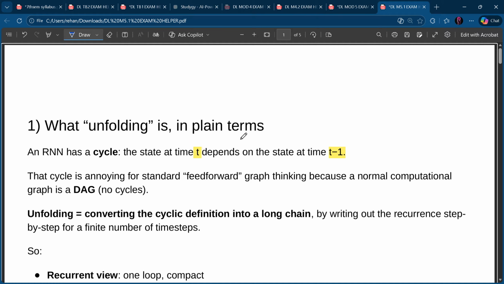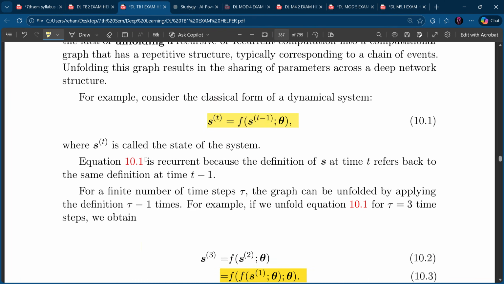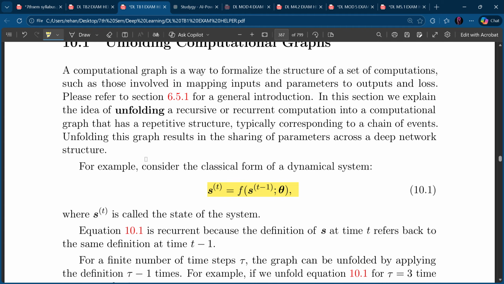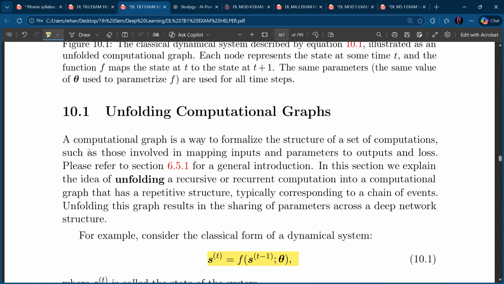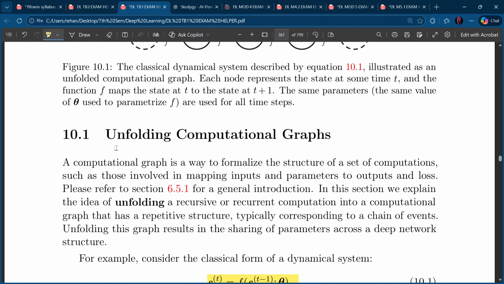In this session, I'll be discussing unfolding, a very easy topic in the fifth module. I have a textbook over here which I'll be using to explain what it actually is. So first, we have to talk about unfolding computational graphs, right? There are two things: one is unfolding, one is the computational graph. We are unfolding this computational graph. First, let us understand what a computational graph is.